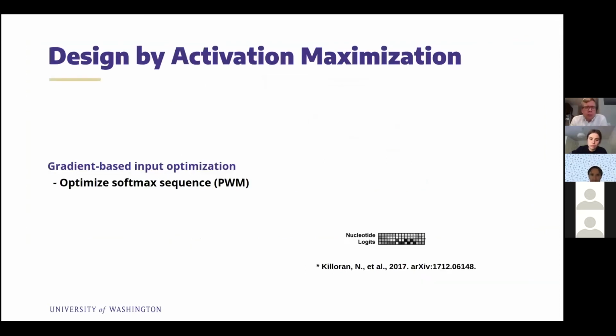In fact, gradient-based input optimization had previously been proposed, where the idea is essentially to optimize a softmax relaxed representation of a sequence, also called a position weight matrix or PWM, using gradient descent. So in this scheme, we start with a matrix that has the same shape as a one-hot coded sequence, but that consists of real valued optimizable parameters. These nucleotide logits or parameters are transformed with a softmax across the columns to get our softmax sequence or PWM.